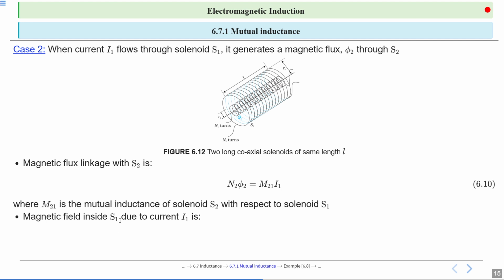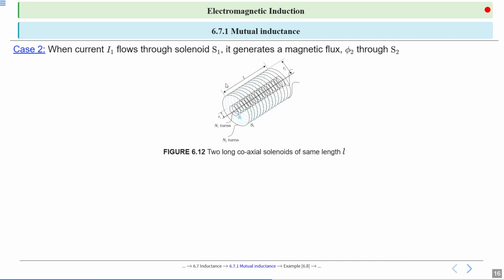So the magnetic field inside S1 due to current I1 is... So now current is flowing through this S1. So the magnetic field inside this solenoid will be B1 equal to mu naught n1 I1. Here n1 is the number of turns per unit length of this S1 solenoid, and I1 is the current flowing through this S1 solenoid. Now flux linked with the solenoid S2.